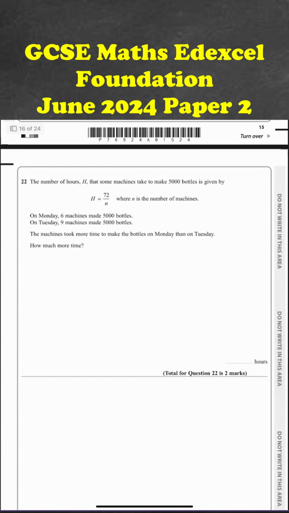Question 22. The number of hours H that some machines take to make 5,000 bottles is given by H equals 72 over N, where N is the number of machines. On Monday, 6 machines made 5,000. On Tuesday, 9 machines made 5,000. The machines took more time to make the bottles on Monday than Tuesday. How much more time? Monday, hours equals 72 over 6, 12. Tuesday, hours equals 72 over 9, 8. 12 minus 8, 4 extra hours.